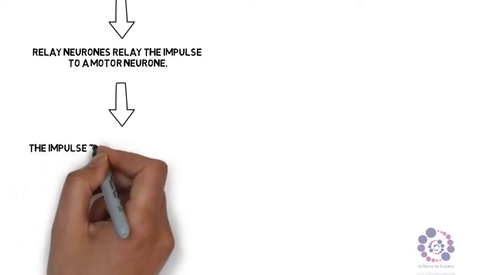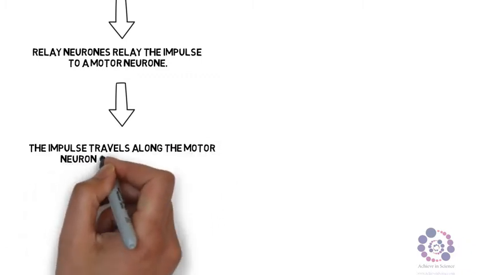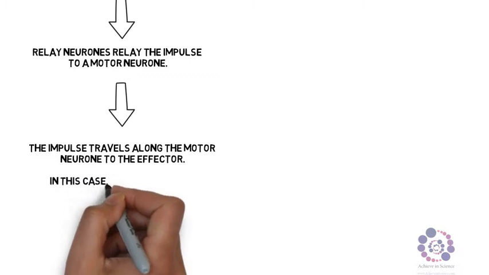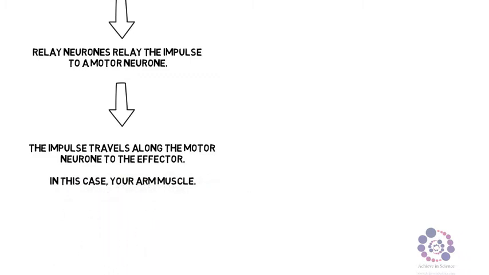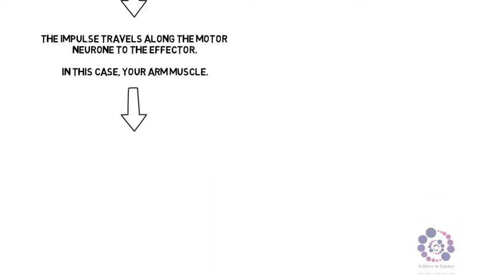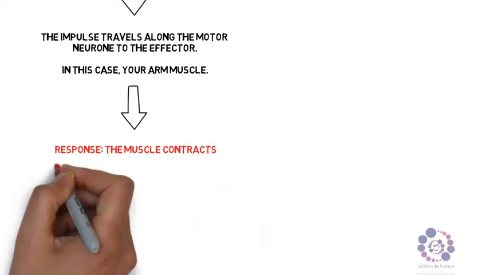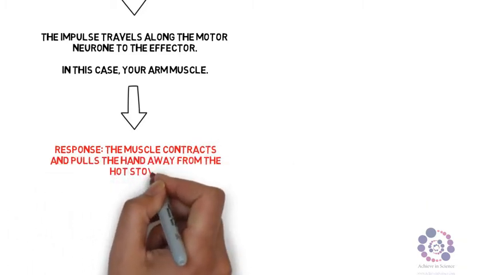Following this, an impulse, an electrical impulse again, will flow down your motor neuron to your effector. And in our example, this will be our arm muscle. When our effector then receives this information, it will result in a response. And in this case, the muscle will contract, therefore causing the hand to be pulled away from that hot stove to prevent any further injury or harm being caused.